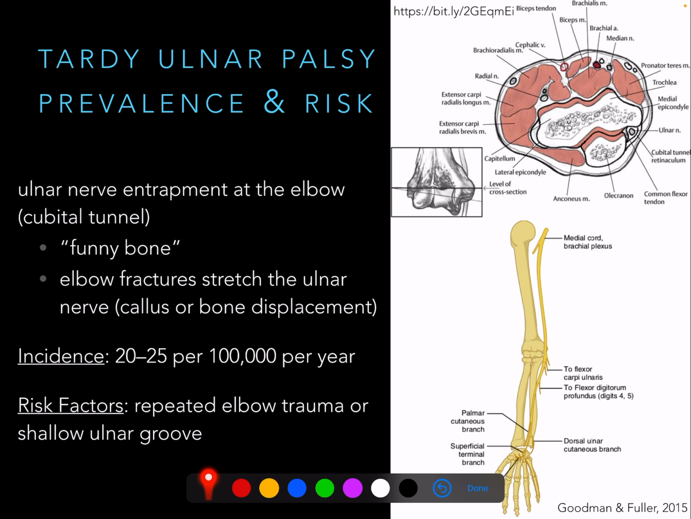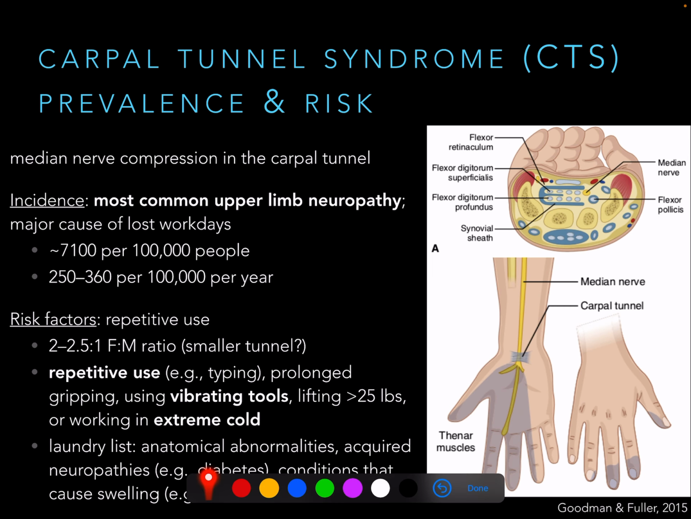Tardy ulnar palsy is caused by compression moving on down the arm at the elbow, the cubital tunnel where the ulnar nerve is running. There it is right there. There's our ulnar nerve, also called the funny bone. And you can see it's got bone on a couple of sides here. So obviously this is a compressible site. Repeated injury to the elbow or just bad luck. If you chose to be born with a shallow ulnar groove, you're more likely to get tardy ulnar palsy. And in this case, we'll have decreased function of the ulnar nerve. So there'll be weakness and sensory loss along its distribution in the 4th and 5th digits there.